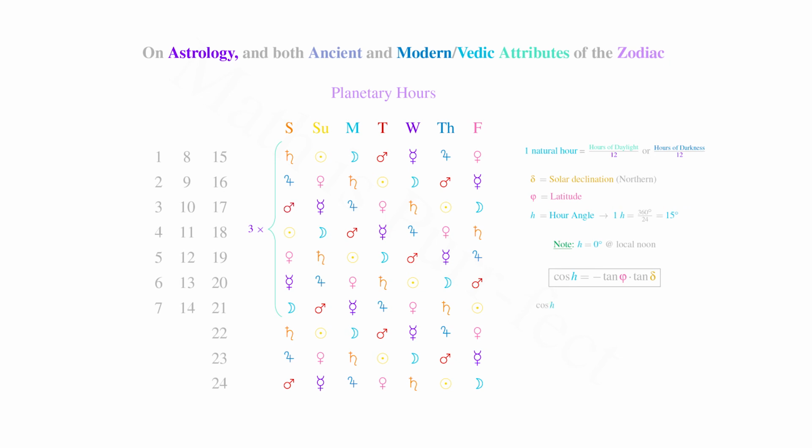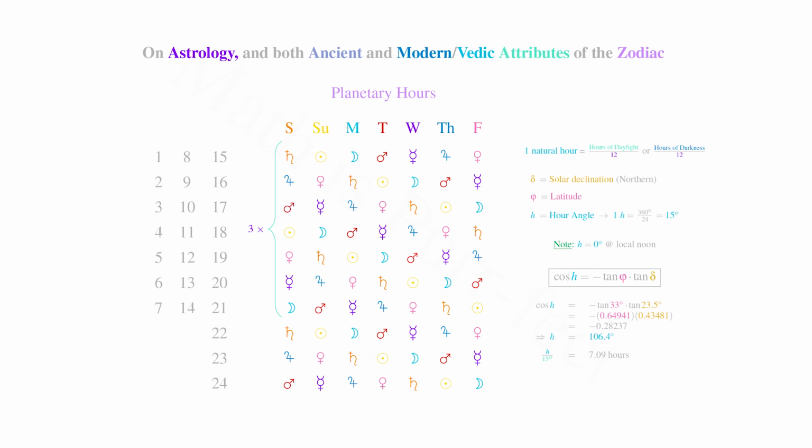As an example, the length of a natural hour on San Clemente Island, located at 33 degrees north on the summer solstice, hence a solar declination of 23.5 degrees, reduces to minus a quantity 0.64941 times a quantity 0.43481. Giving us negative 0.28237. Solving for the hour angle h gives us 106.4 degrees. Dividing this by 15 degrees gives us a time of 7.09 hours before and after local noon.